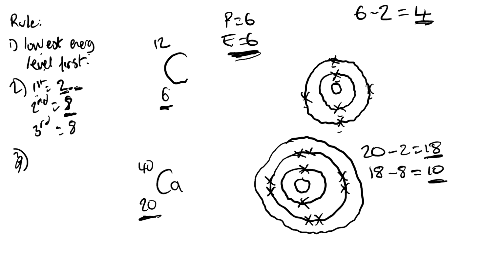Now, how many can go in the third shell? Well, we can have 8 again. We've got 10, so we're going to fill this shell as well. 1, 2, 3, 4, 5, 6, 7, and 8.